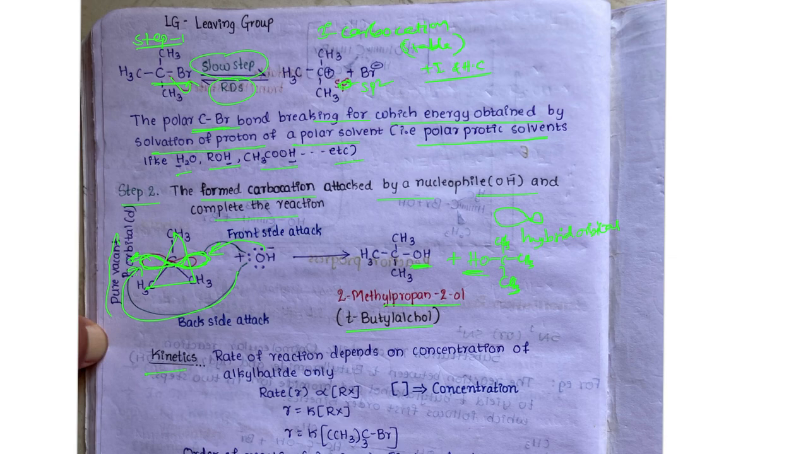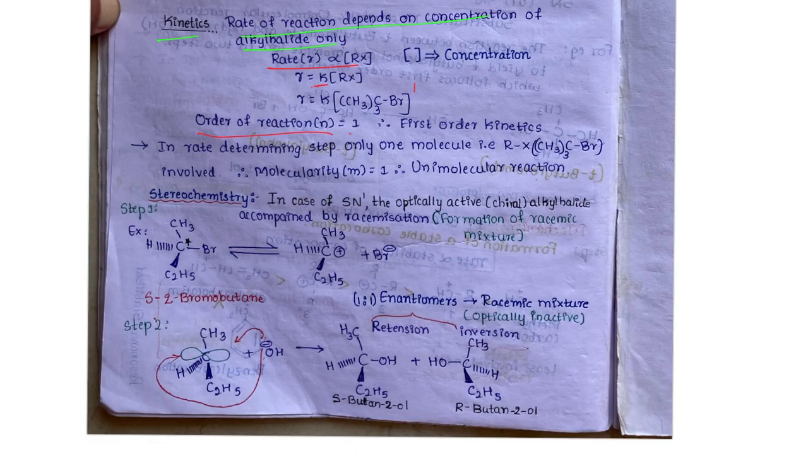Kinetics of this reaction. The rate of reaction depends on the concentration of alkyl halide only. The reason: in the first step, what participates here? Only alkyl halide participates in the rate determining step. Therefore, the rate of reaction is directly proportional to alkyl halide. Removing proportionality, we mean K constant. The power of alkyl halide here is 1. Therefore, the order of reaction is 1. This is called first order kinetics.